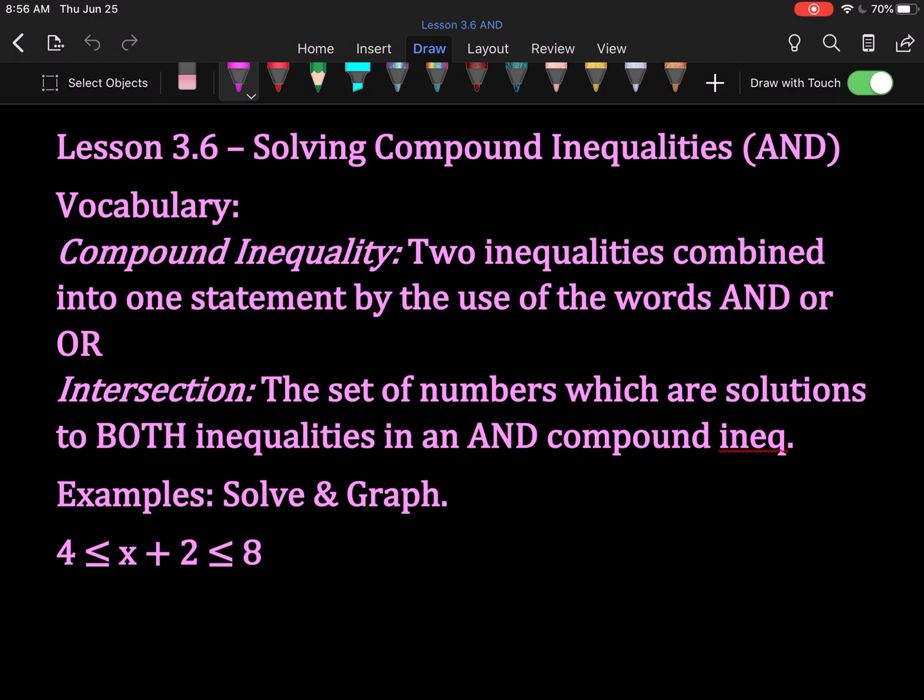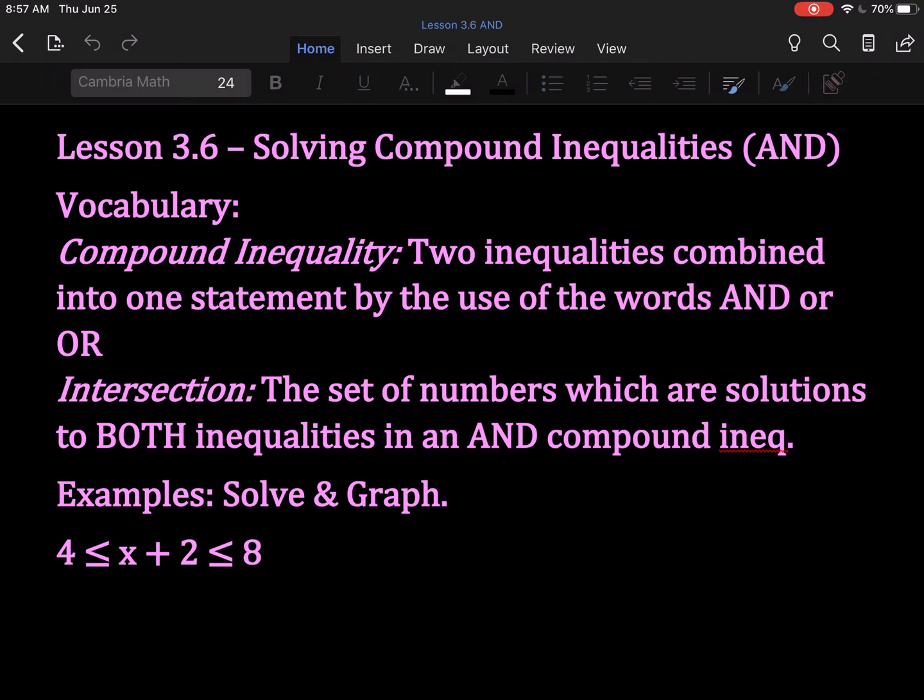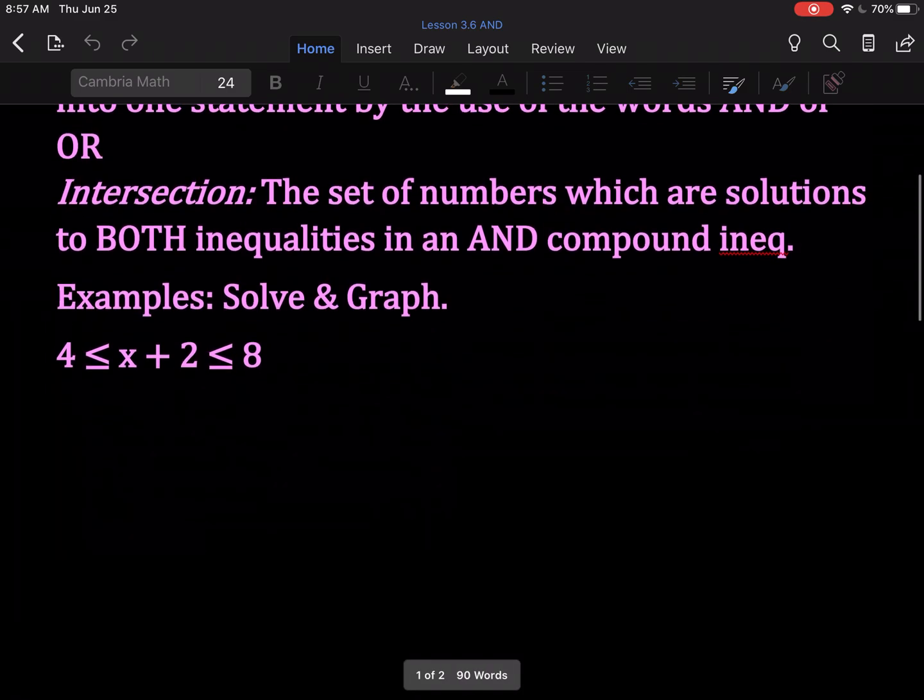So a compound inequality is two inequalities combined into one statement by the use of the words "and" or "or." And the fancy word that we're going to see today, but not really use much, is intersection. An intersection is the set of numbers that are solutions to both inequalities in an "and" compound inequality. Today we're focusing on the "and" inequalities.